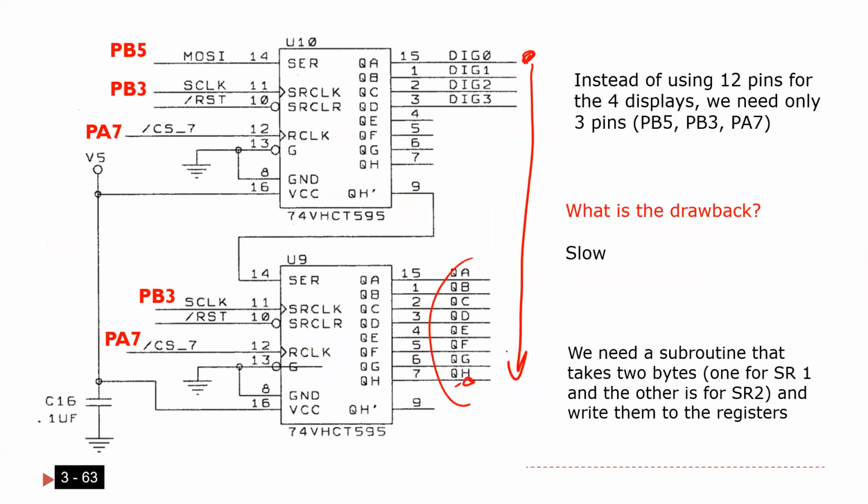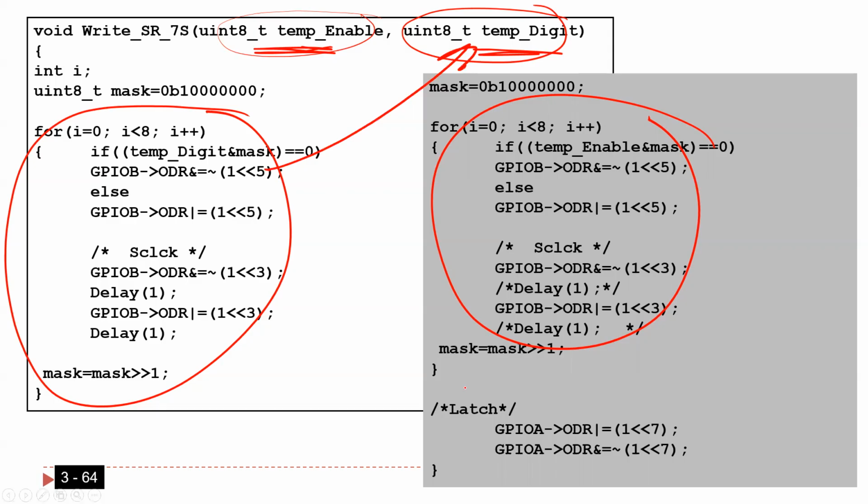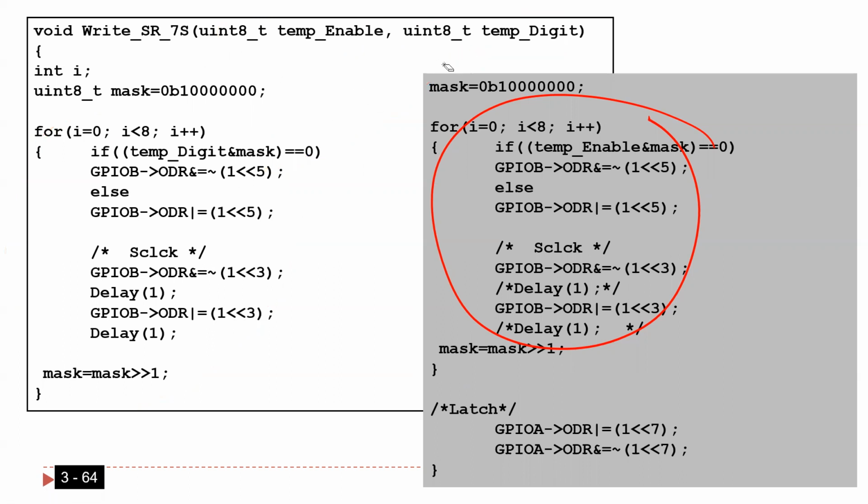So yes, I'm going to start with this one. After the first 4, they become here. After the second 4, they are shifted to here. That's exactly what I did here. As you see, similar to what I did before, I'm going to use a mask here this way.